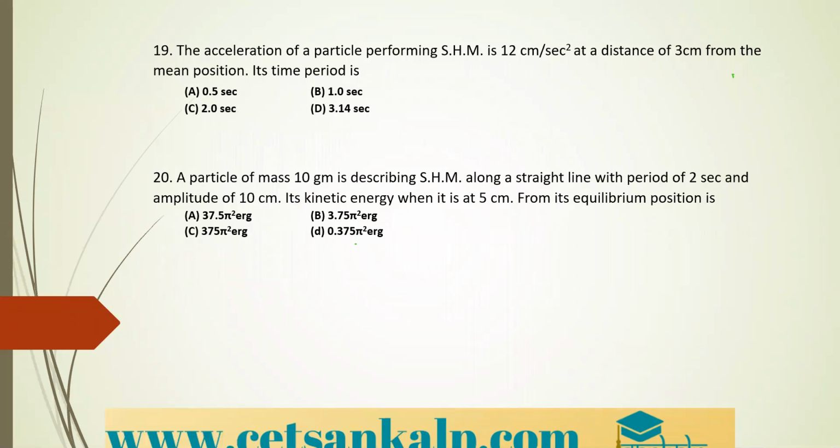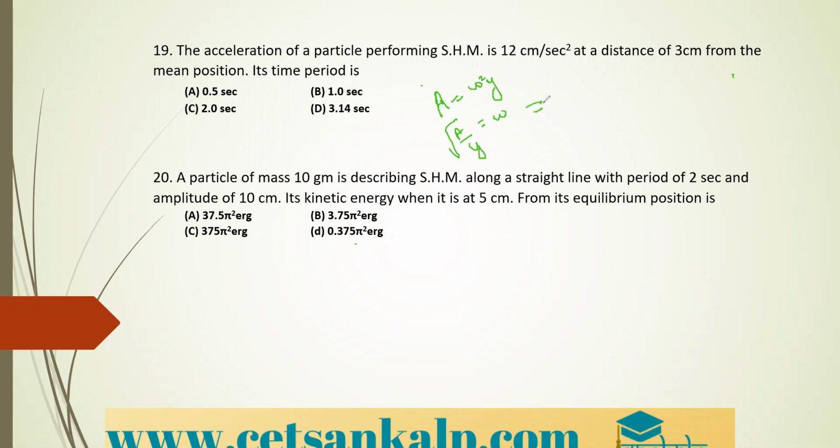The acceleration of a particle performing simple harmonic motion is given as 12 centimeter per second square at a distance of 3 centimeter from the mean position. Its time period is given by? So as we know, we need to calculate the time period. We have acceleration A is equal to omega square into y. Therefore, omega is equal to under root of A divided by y.